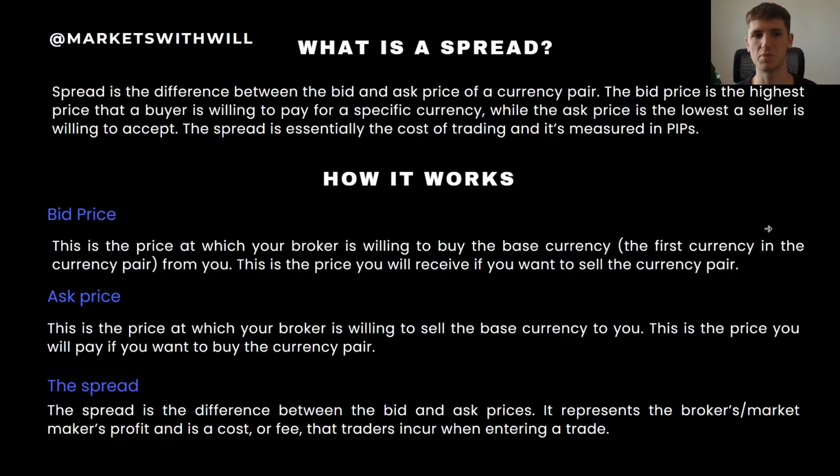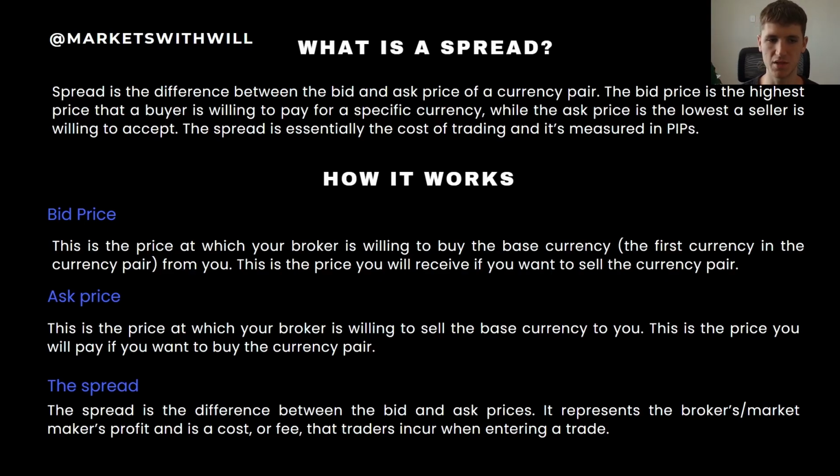So what is a spread? The spread is the difference between the bid and the ask price of a currency pair. The bid price is the highest price that a buyer is willing to pay for a specific currency, while the ask price is the lowest a seller is willing to accept. The spread is essentially the cost of trading and it's measured in pips. It's also what the market maker collects. We talked about that in previous videos, so you have a pretty good understanding of that now.